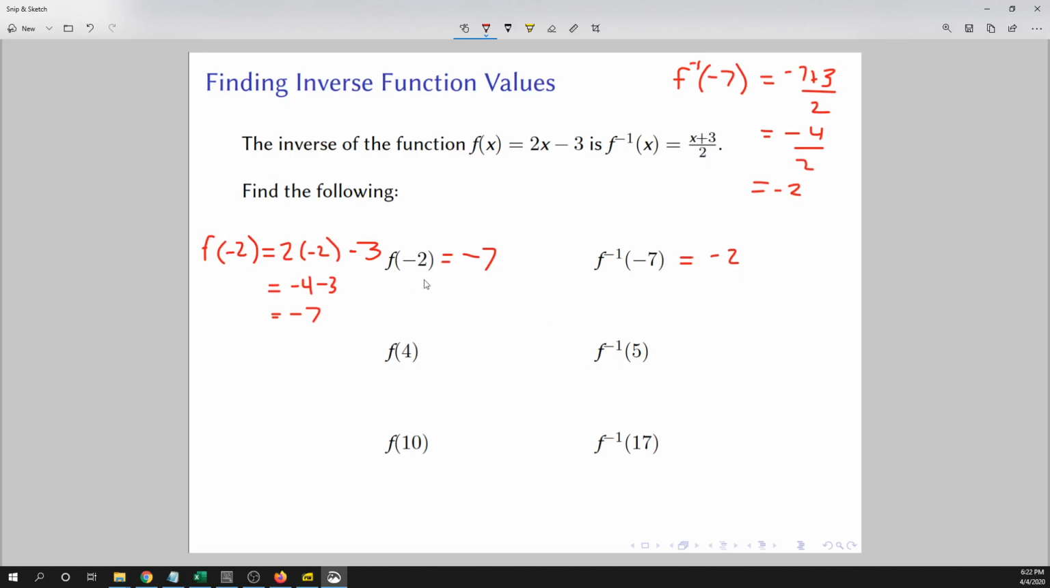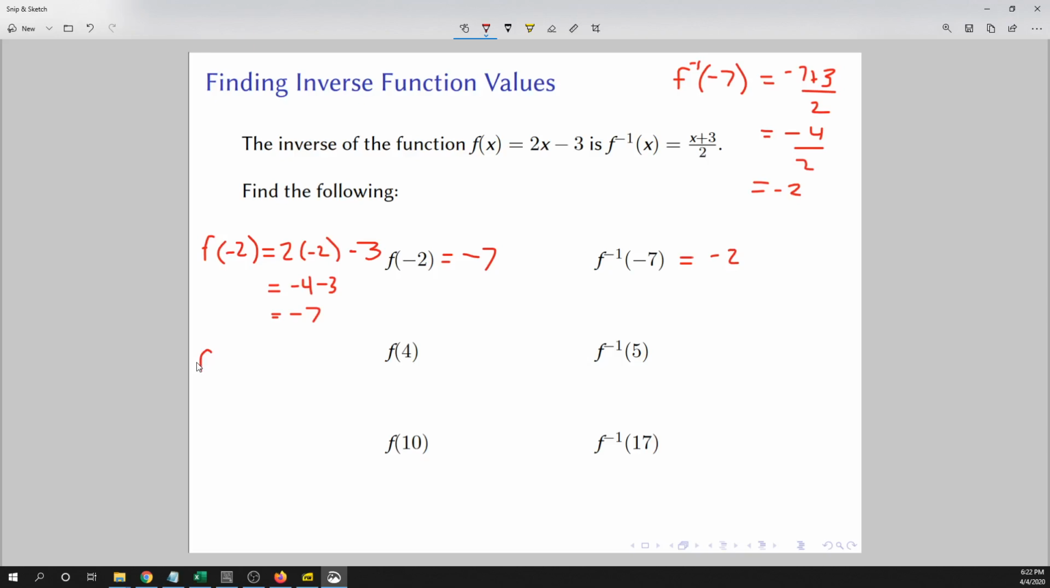And we're going to see that that's not a coincidence at all. That is exactly what the relationship is between a function and its inverse. If I take a number and plug it into a function and get an output, if I take that output and plug it into the inverse, it's going to give me the number that I plugged in back. So basically, they undo each other.